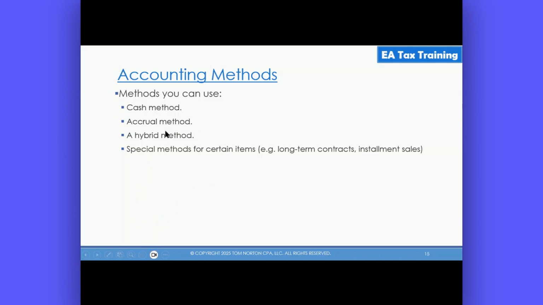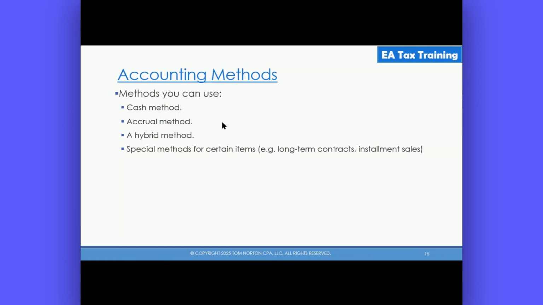You can also use a hybrid method, which is part cash and part accrual. We'll talk about that. And then there can be special methods for certain items, such as long-term contracts or installment sales. One important thing to note, especially with this cash versus accrual, is that it can be different for book purposes and tax purposes. So, for example, you can use accrual for book purposes and cash for tax purposes, or vice versa. So, you don't have to use the same method.